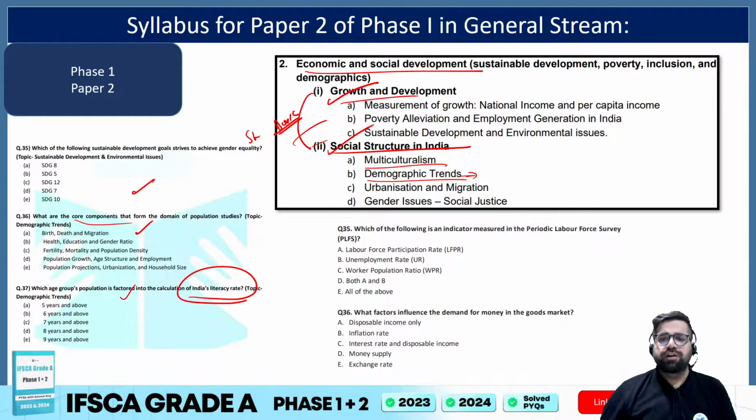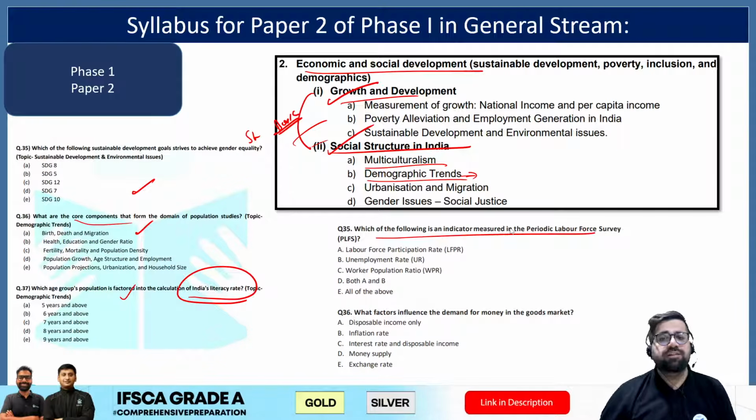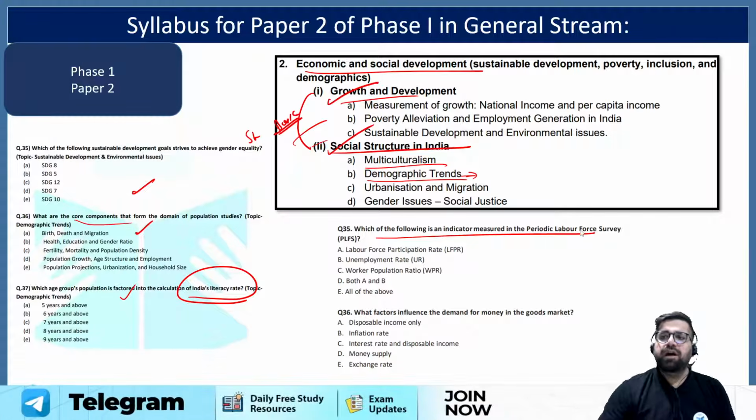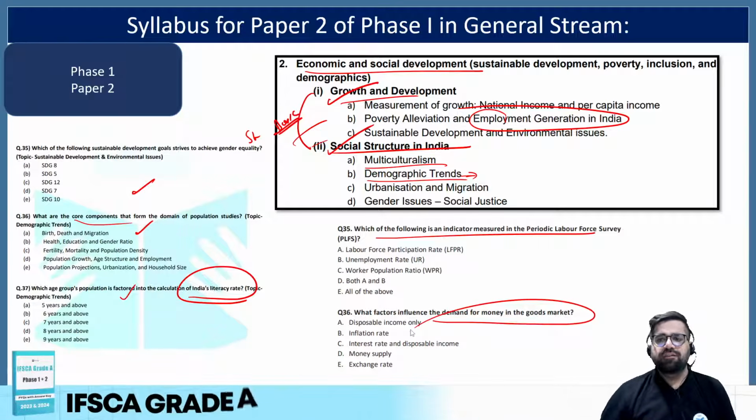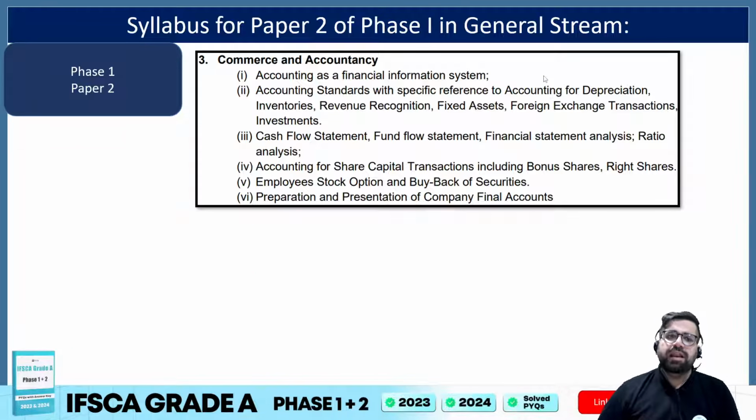Then let's move forward. There are certain more questions which you can see. Which of the following is an indicator of PLFS? It will definitely be marked under the chapter of poverty generation in India. What factors influence demand of money in goods market? Very basic. You can definitely read this in your national income chapter. Then comes a very big component, which is commerce and accounts.